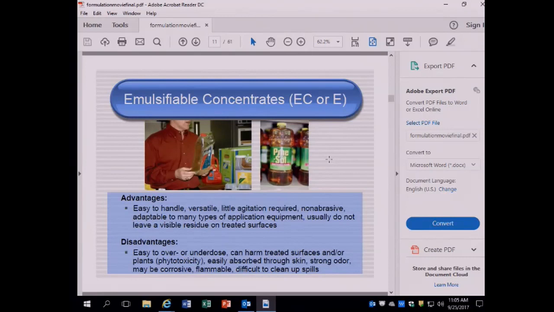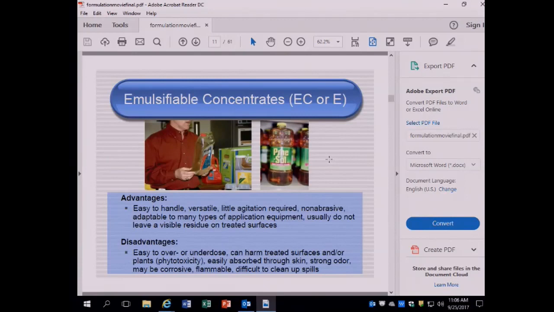ECs are easily absorbed through the skin, usually have a strong odor. Some may be corrosive or flammable or difficult to clean up spills. When it says corrosive, does it mean just caustic or does it mean even through like hydrochloric acid? Well, either one of those is corrosive. Rust is a corrosion. You know, there are degrees of corrosiveness that we're talking about. So there are different degrees there.